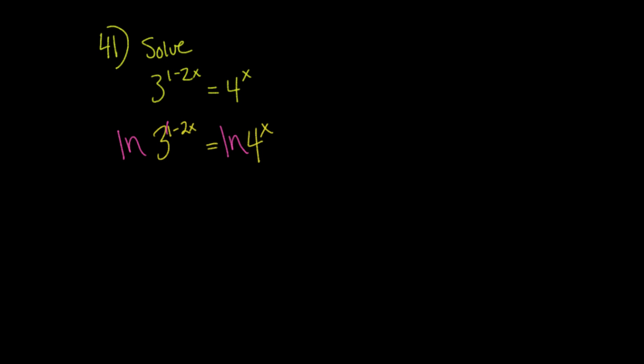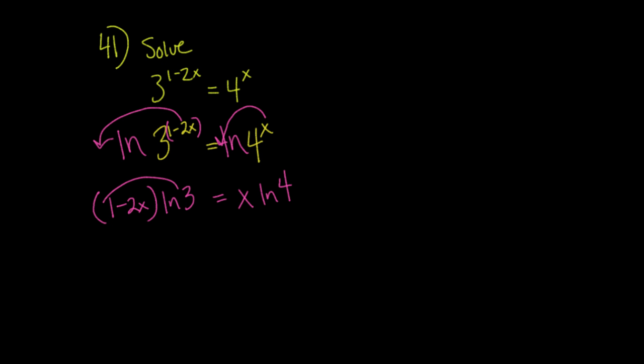So by doing this, this is an exponent. I can bring it out front, and same with this x right here. So I have 1 minus 2x, that's in parentheses, times the natural log of 3 is equal to x natural log of 4. Okay, next step, I'm going to distribute this natural log of 3 to both. So I have natural log of 3 minus 2x ln 3 equals x ln 4.